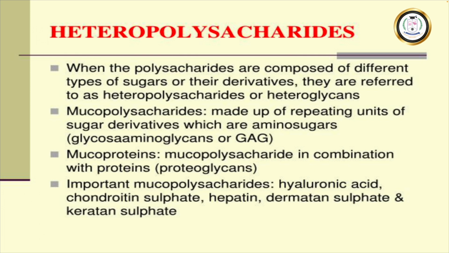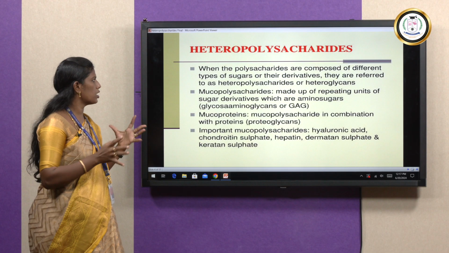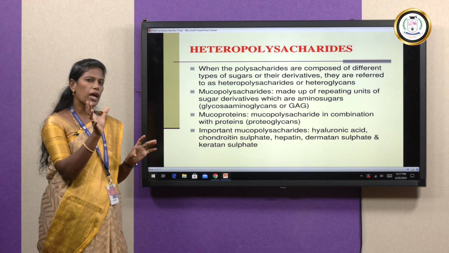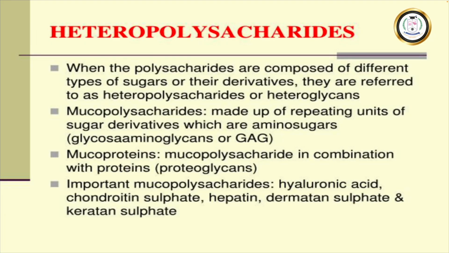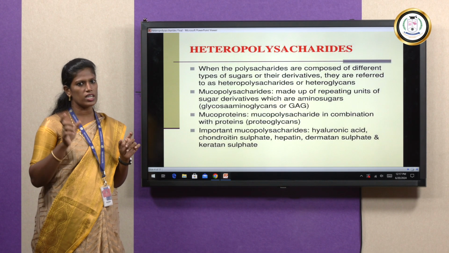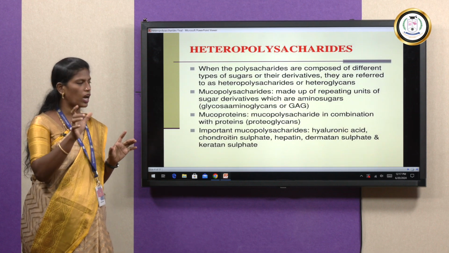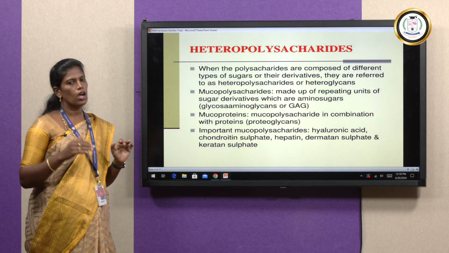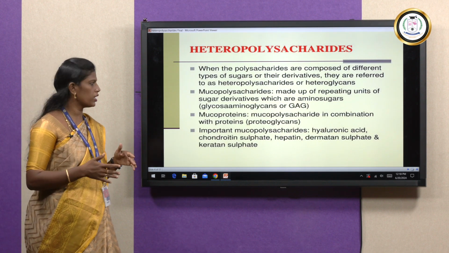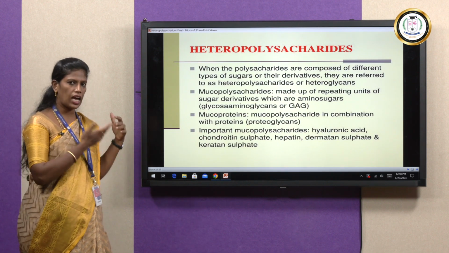Heteropolysaccharide is a different mixture of sugars. The main term for heteropolysaccharide is mucopolysaccharide. Mucopolysaccharide is a repeating unit of sugar derivatives called amino sugar. Amino sugar is also called GAG, that is glycosaminoglycan. This mucopolysaccharide combines with protein to form mucoprotein, also called proteoglycans. The important mucopolysaccharides are hyaluronic acid, chondroitin sulphate, heparin, dermatan sulphate, keratan sulphate.